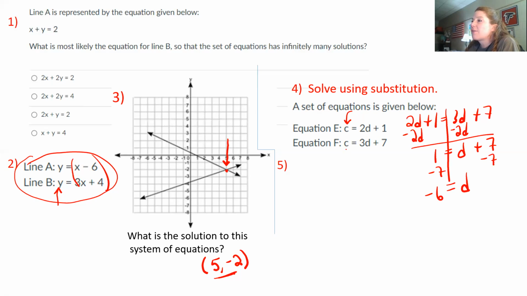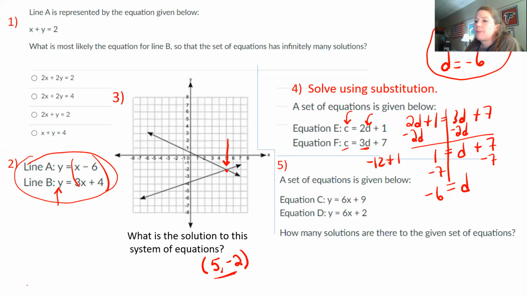However, we still have to solve for c, right? So I'm going to write d is equal to negative 6. And what is c? Well, if we plug in negative 6 right here, 2 times negative 6 is negative 12, and negative 12 plus 1 is negative 11. Just going to double check it. 3 times negative 6 would be negative 18, and negative 18 plus 7 is negative 11. So I know my answer is right. So that's the answer. All right, number 5.